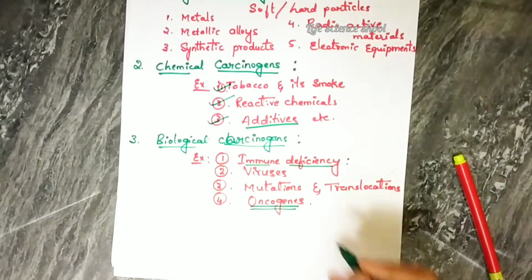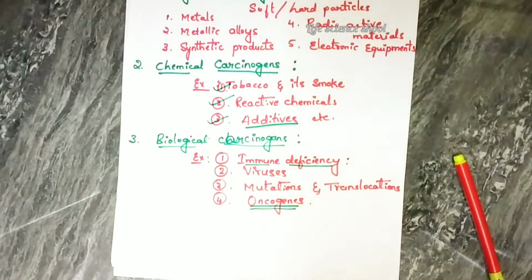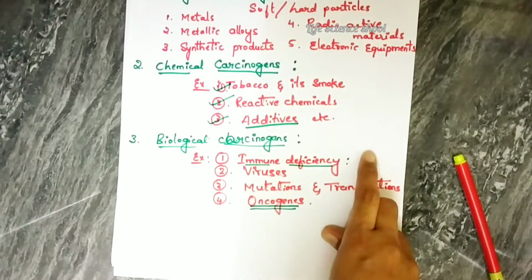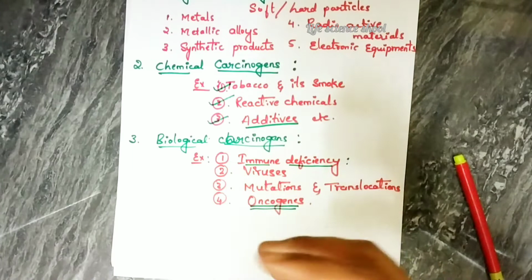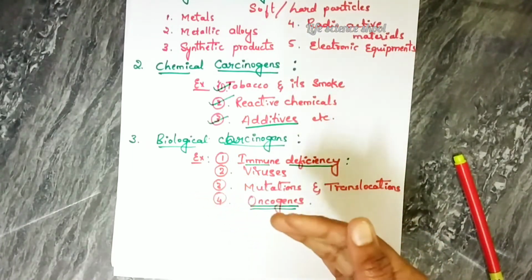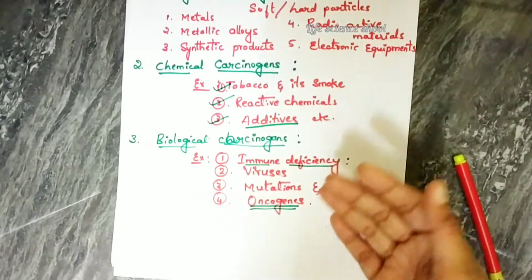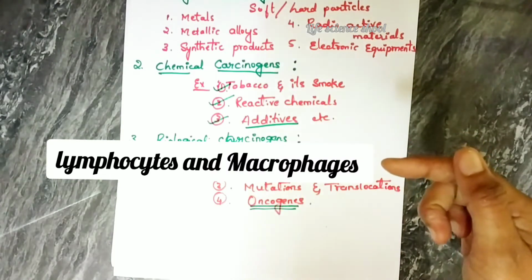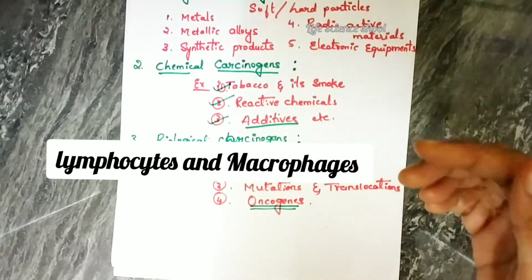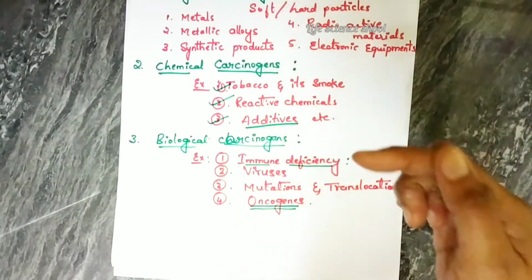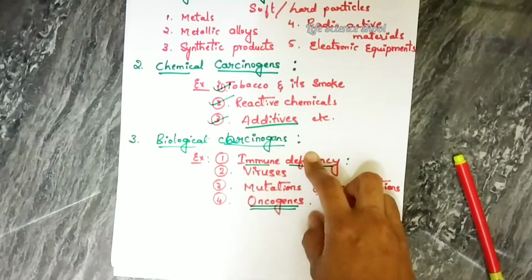Even a weak immune system, an immune deficiency, can actually cause cancer. Sometimes certain normal cells of the body may transform into cancer cells, and such cells are immediately recognized and destroyed by the immune system, like lymphocytes and macrophages of the body. But what happens if there is a deficiency in the immune system of the body?